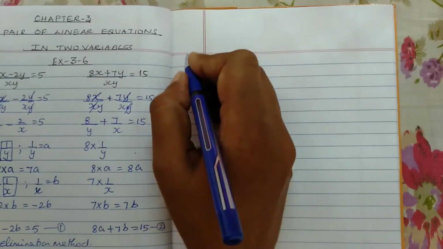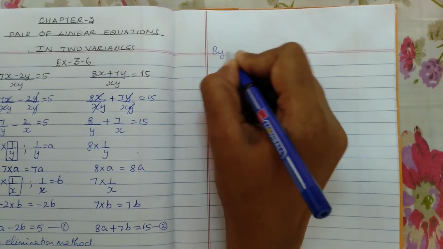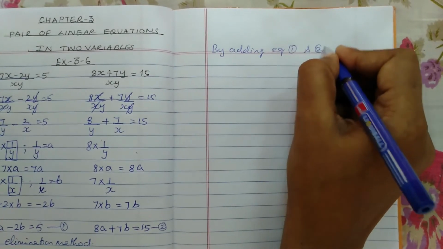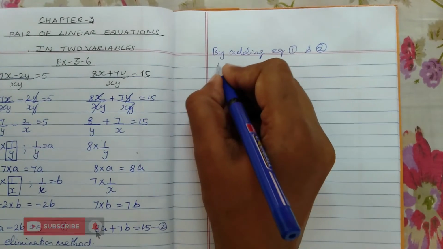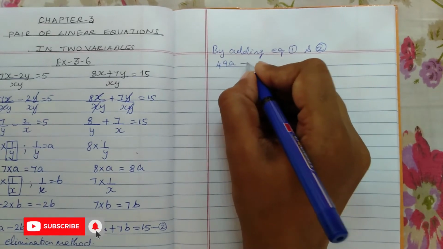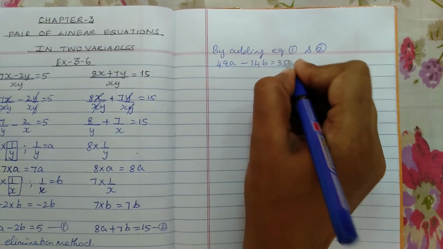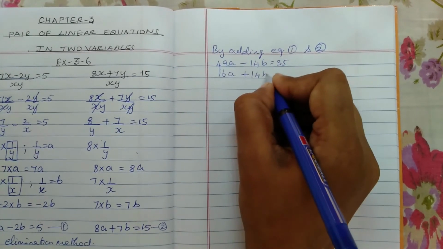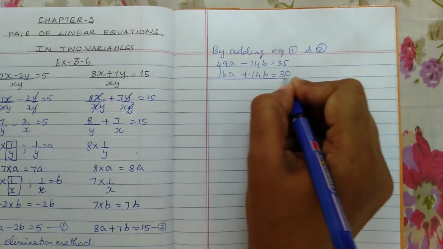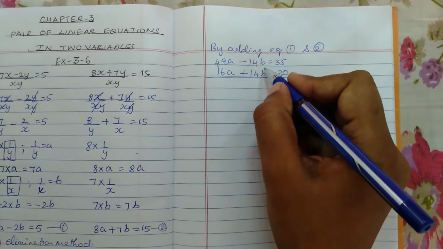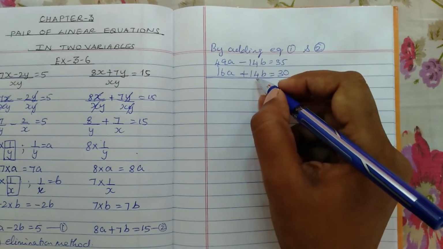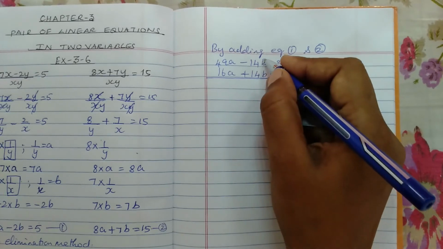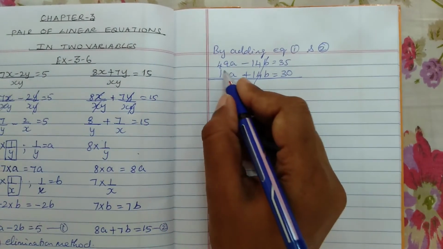So I will be adding these equations in order to keep the sign as it is. So let's write here by adding equation 1 and 2. Our equations are 49a minus 14b is equal to 35 and 16a plus 14b is equal to 30. Now as I said, we have minus 14 and plus 14 here. Minus and plus is minus, so 14b minus 14b is 0. So this is cancelled.